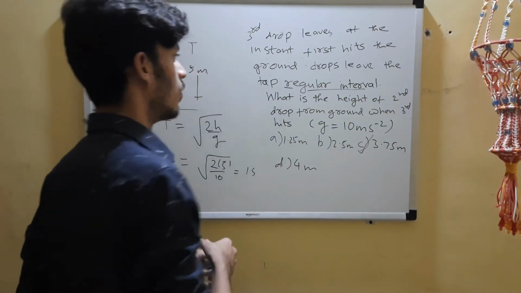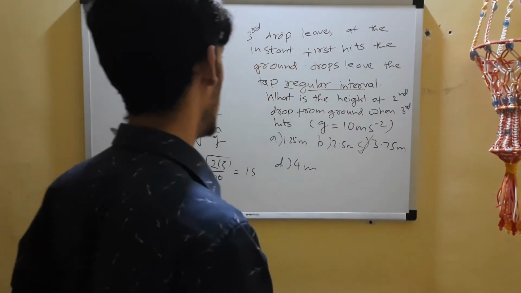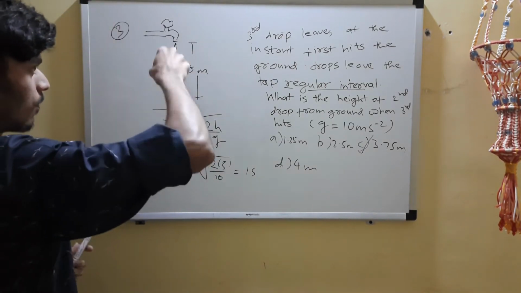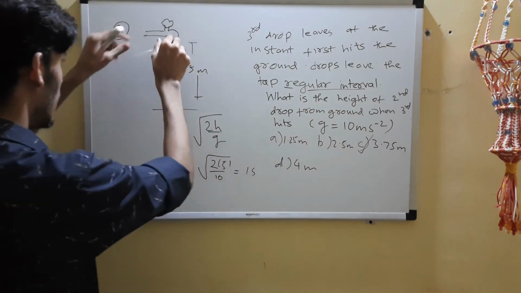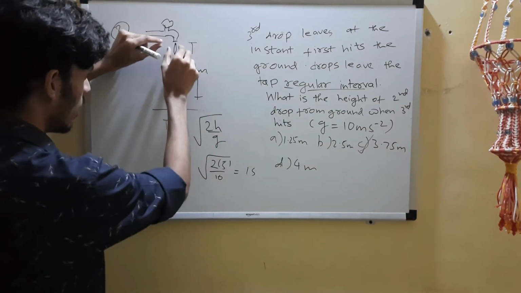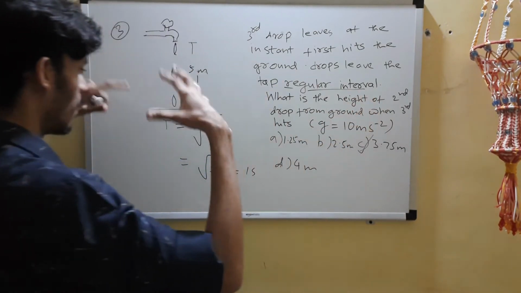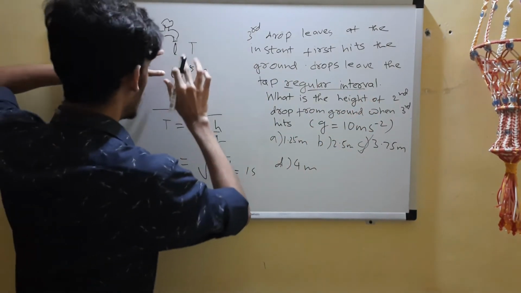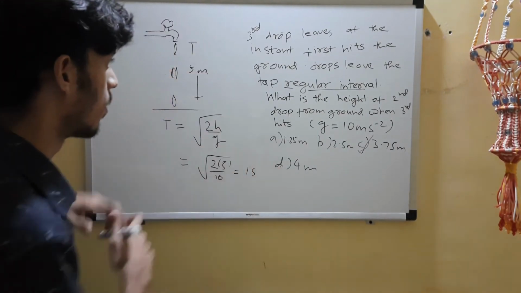But what if you wanted to find the regular interval at which the drops keep falling, right? Once you find the regular interval, then you can use that logic to compute the distance of the second one. First, find the regular interval at which drops are coming.